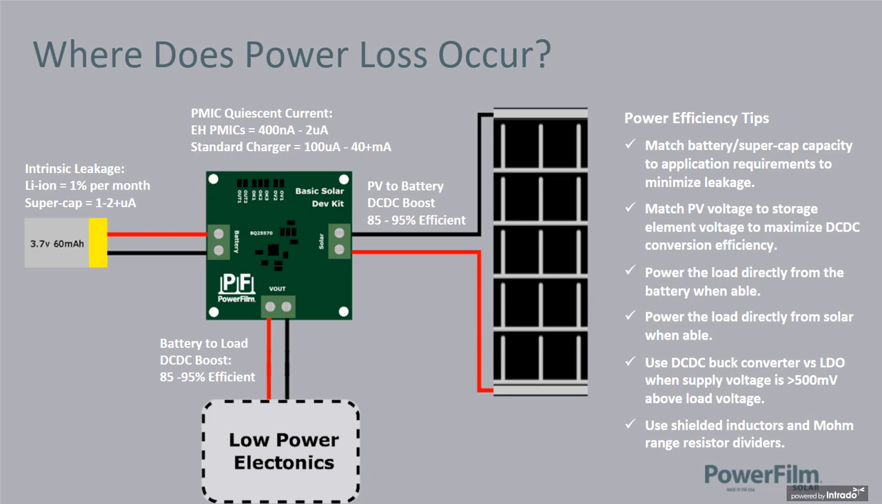So my laundry list of tips to optimize all these components would be matching your battery or your supercap capacity to what you need in your application. You don't want more than you need, or else you're going to have more leakage, which for some of these very, very low power devices can be very significant. You want to match your PV voltage to your storage element. So the less work your DC-DC boost has to do, the more efficient that process is going to be. You're going to be sitting closer to that 95% versus 85%.